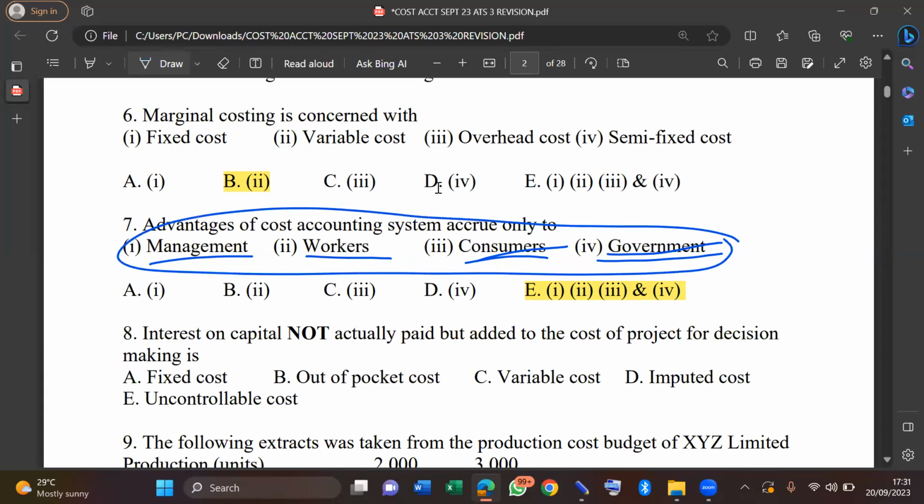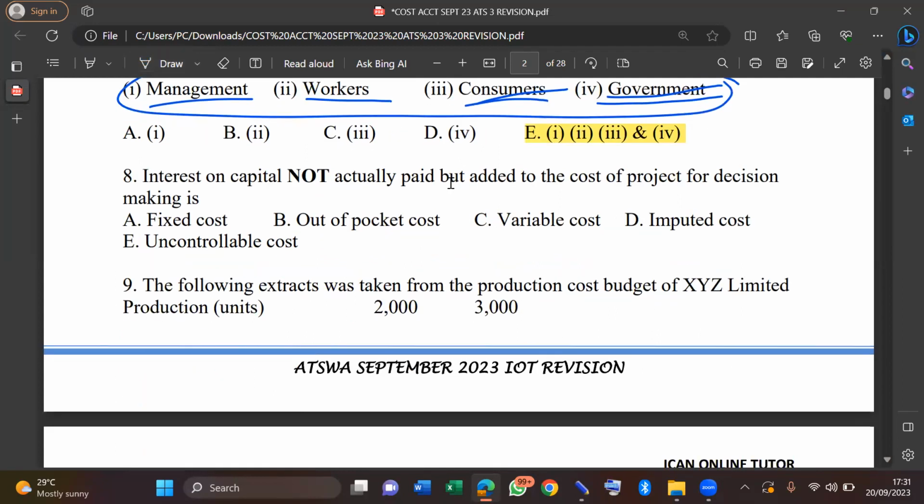Next one. Interest on capital, not actually paid, but added to the cost of a project for decision making is called dash. Fixed cost, out of pocket, variable, imputed cost, uncontrollable cost. What is your bet? I think it's imputed cost.